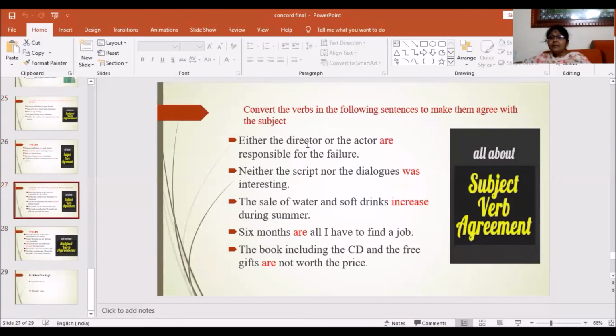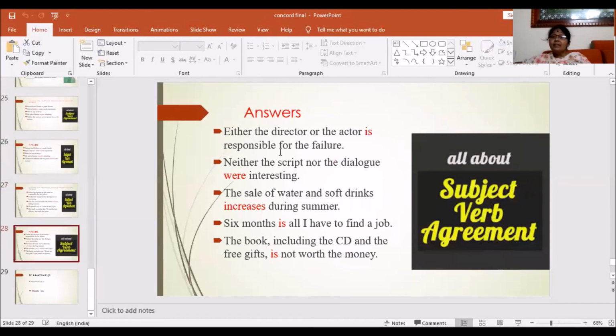Either the director or the actor are responsible for the failure. Now, we know that if our nouns are preceded by either, neither, right? Then our verbs should be in singular. So what is our answer? Our answer is, either the director or the actor is responsible for the failure, right?